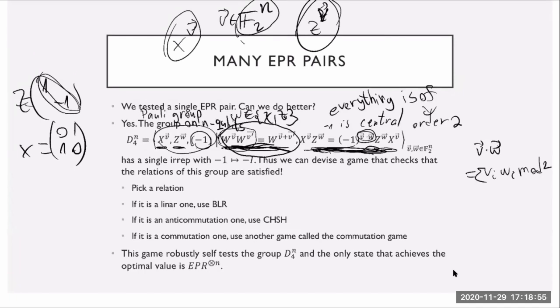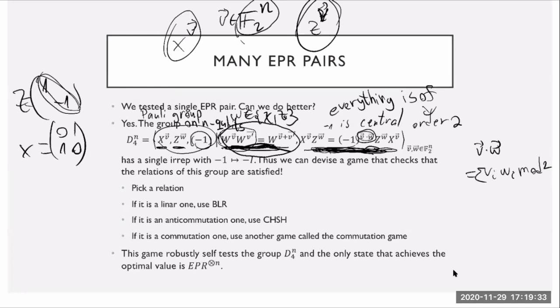So for any 2 generators that you give me, you can just uniformly choose 2 generators. If both of them are x's or both of them are z's, you check whether they satisfy this linear condition. If one of them is an x and the other one is a z, you check this skew anti-commutation relation. If it's a commutation, you check commutation, and if it's anti-commutation, you check anti-commutation.